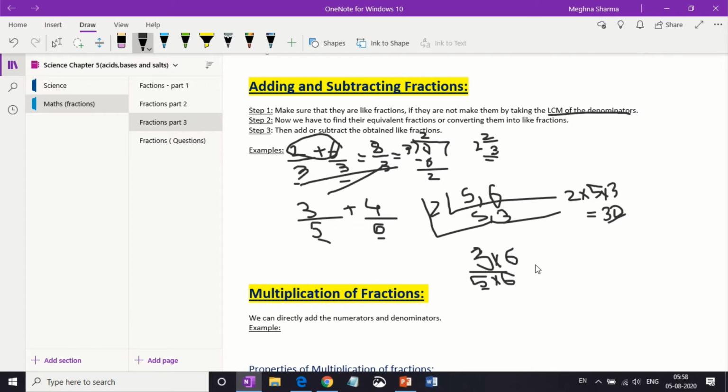Now plus 4 by 6. 6 into 5 is equal to 30. Now the numerator also into 5. 3 sixes are 18, so 18 by 30.